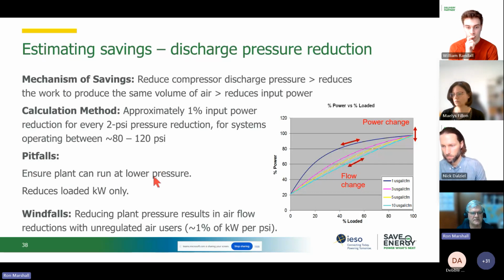Pitfalls, we have to make sure that things can run at lower pressure. Sometimes the dryer might be overloaded if we go too low, right? Dryers are also affected by pressure. And it reduces the loaded kilowatts only. Bear with me for a sec.